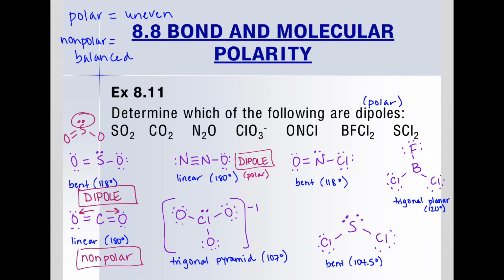For ClO3-, we see here that the lone pair of electrons on the center is not being balanced out by anything else. So that lone pair of electrons would make this polar. So this is a dipole.